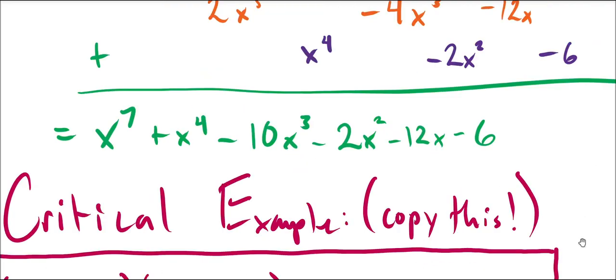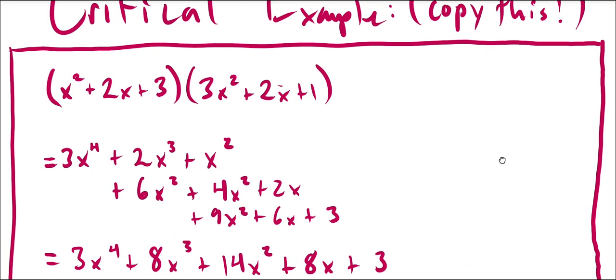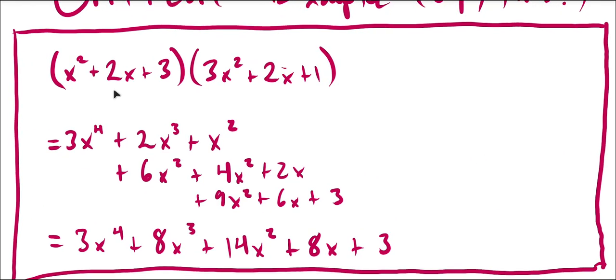That brings us to a critical example. I want you to copy this down as a good example of a trinomial times a trinomial. I'm doing x squared plus 2x plus 3 times 3x squared plus 2x plus 1. We begin with x squared times everything in this second parentheses. This is going to be 3x to the fourth for x squared times 3x squared, 2x to the third for x squared times 2x, and x squared itself for x squared times 1.